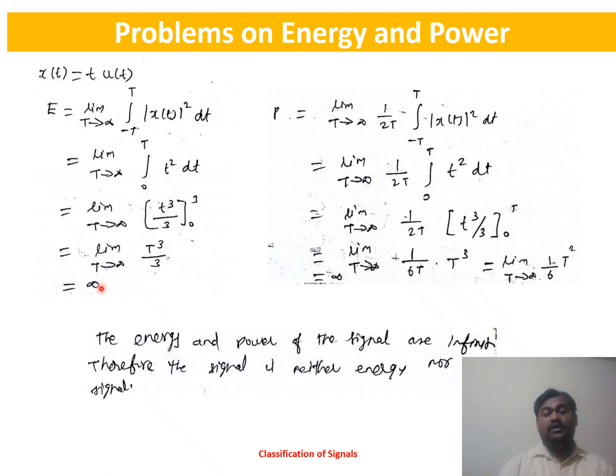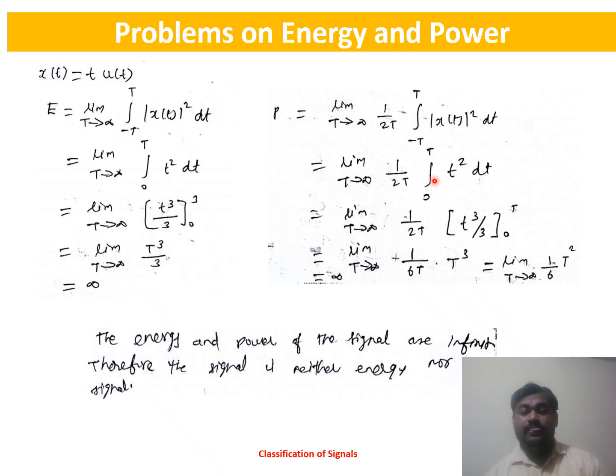So the value is T cube divided by 3, capital T, 0 to capital T. Substitute capital T cube divided by 3. You have to substitute T equal to infinity. If you substitute infinity, the energy is infinity. Next, to find the power, P equal to limit T tends to infinity, 1 by 2T, integral minus T to T, modulus x(t) whole square dt.